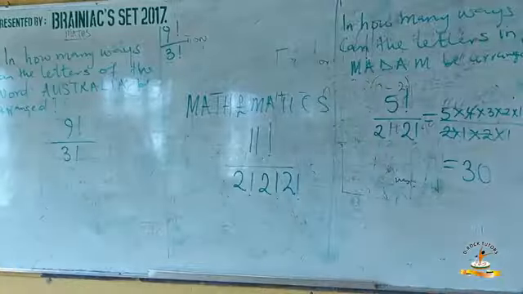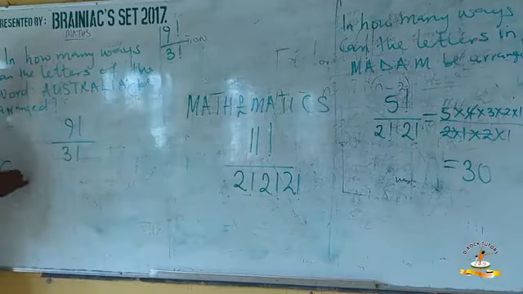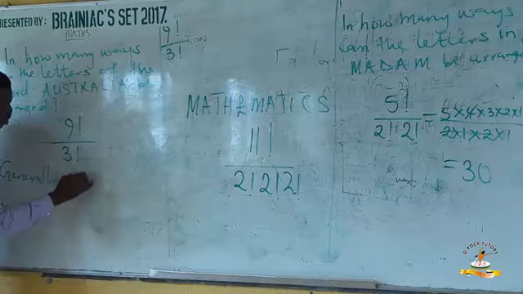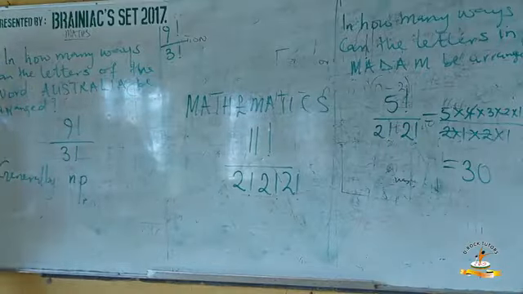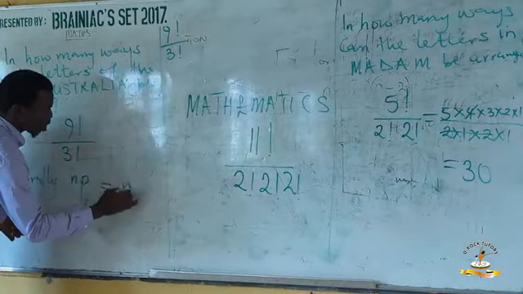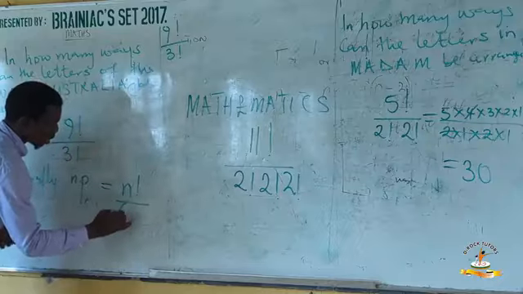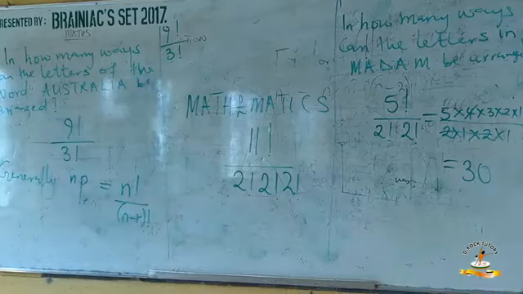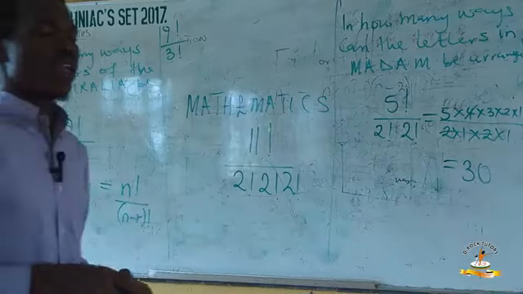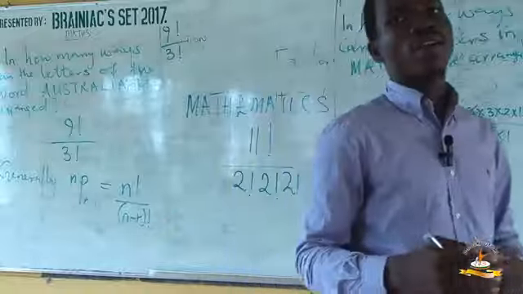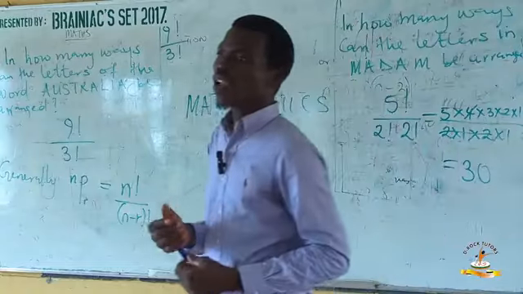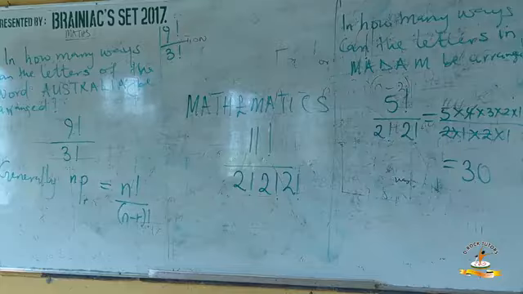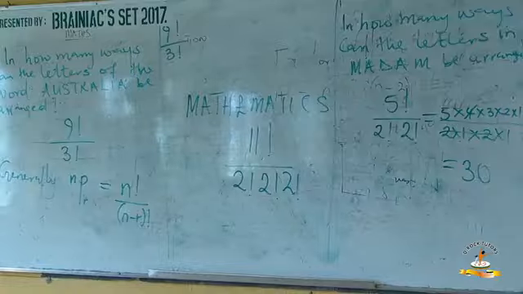However, you should not forget, generally, when you have n permutation r, what does it mean? It means n factorial all divided by n minus r factorial. That's the final note on that. N permutation r means n factorial all divided by n minus r factorial. And from there, we go to combination.